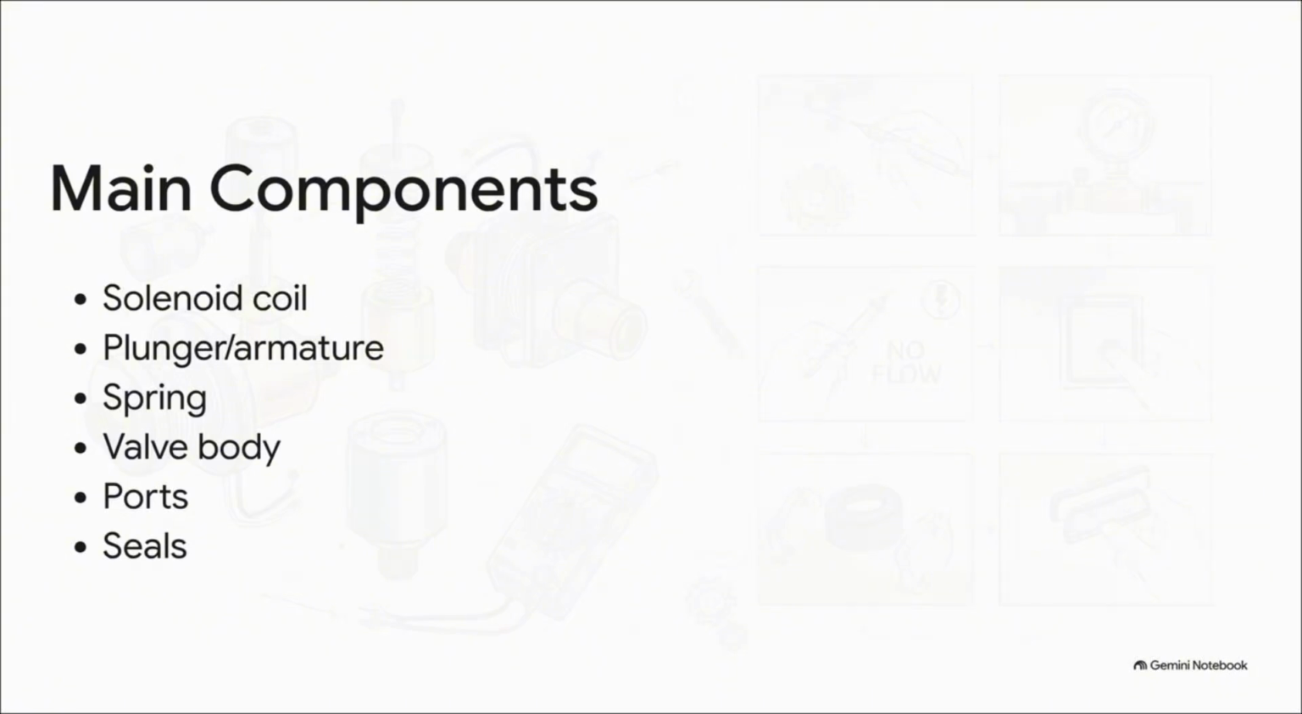Let's move on and see how this actually builds. Looking inside, we've got several main components working together in perfect harmony. There's the solenoid coil that creates the magnetic field, the plunger or armature that physically moves, a spring to return that plunger to its resting state, the valve body itself, the ports where fluid enters and exits, and of course the internal seals. It's also worth noting there are two main variants here. You've got direct-acting valves where the magnetic field lifts the plunger directly, and pilot-operated variants which cleverly use the system's own line pressure to help open and close that main seal.